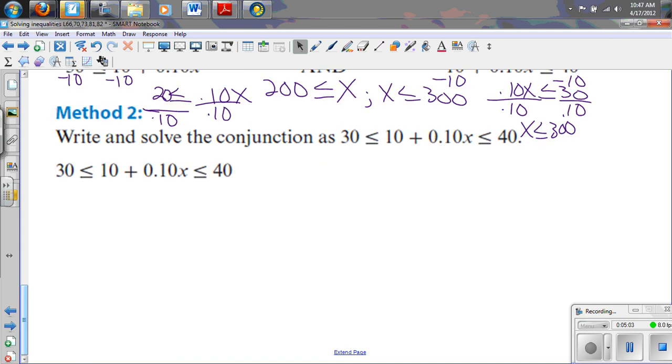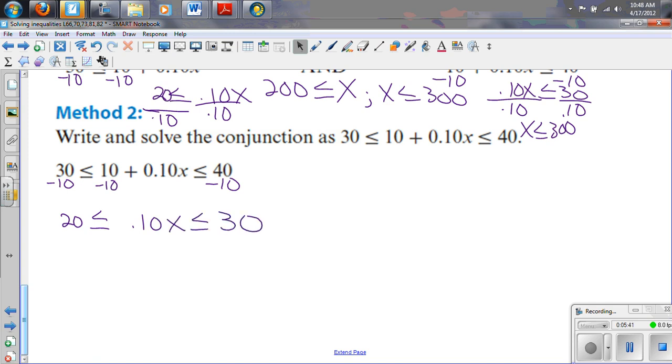Here's the way to do this if you are going to do it with the three parts. And this is a little bit different than what we've done before. But it's not really, because when you subtract 10, you have to subtract 10 from all parts of the inequality. So just like you'd subtract it from both sides of the equal sign, you're going to subtract it on all parts here. And so we're going to subtract it on all three parts. And so 30 minus 10 is 20, is less than or equal to 0.10x, which is less than or equal to 30.